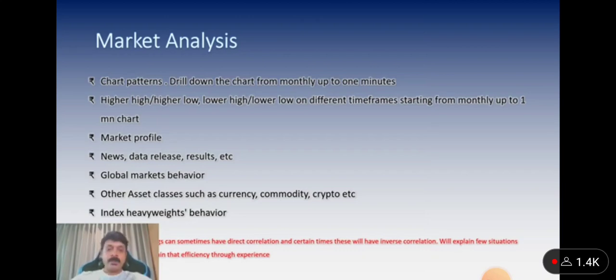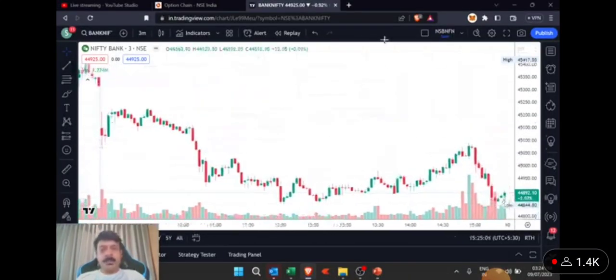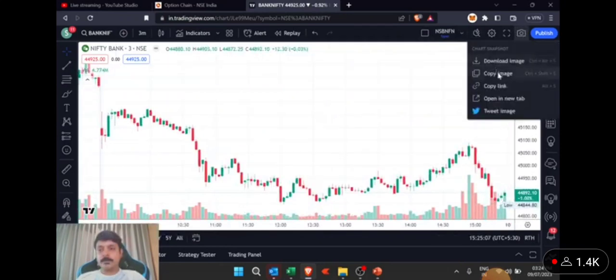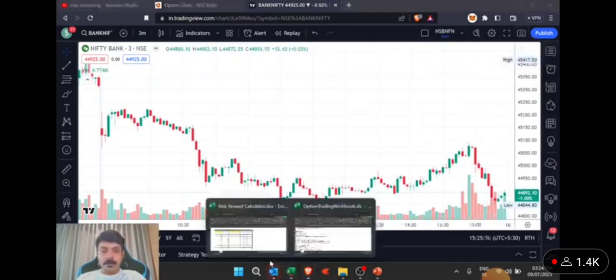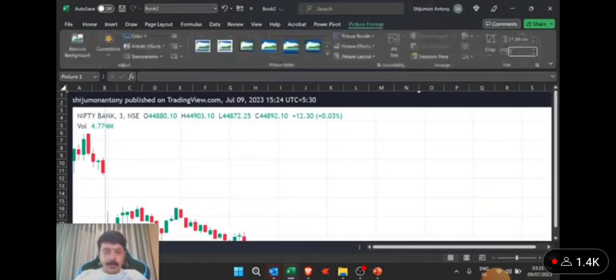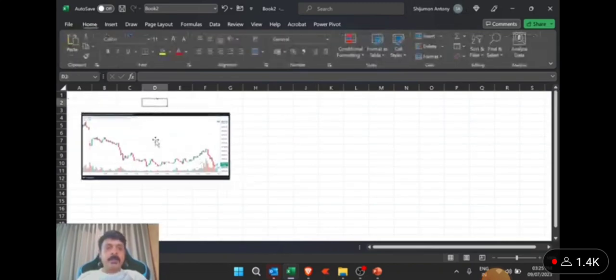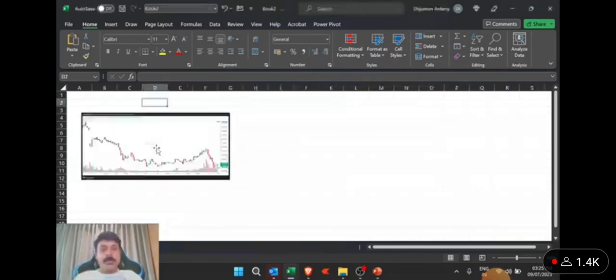So what I do is save the intraday chart, like this one, which is a 3 minute chart. I take the snapshot, copy it, go to Excel, and save it. I change it to maybe 10 width or something, and keep it with me, and I update the date here. Whenever there are important data releases or events, I update the comments here. Whenever similar data comes in, I go back and keep studying such days and their patterns.